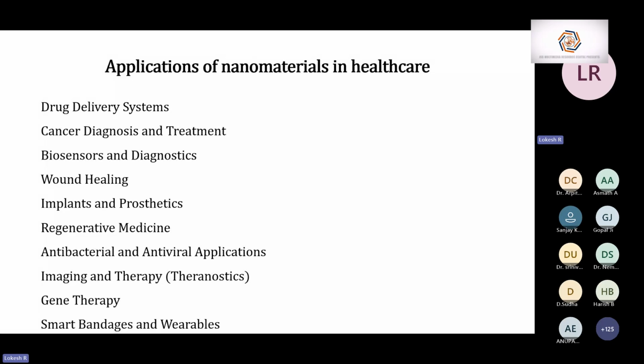Regenerative medicine is a branch of medicine focused on repairing or replacing damaged tissues. There you have methods like stem cell therapy and tissue engineering, where the damaged tissues are repaired or replaced. Next is antibacterial or antiviral applications. These nanomaterials can also be used to develop coatings or materials that inhibit or stop viral replication.